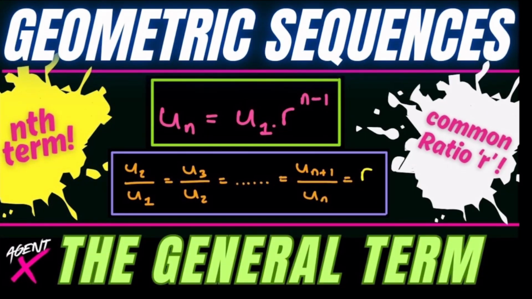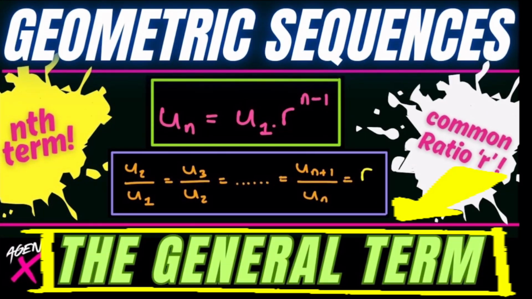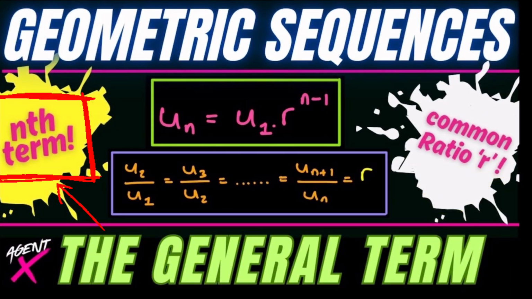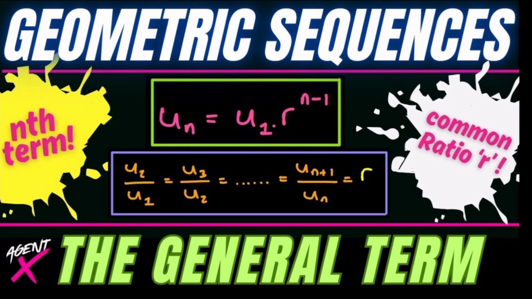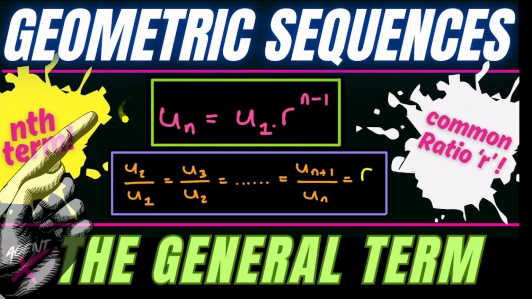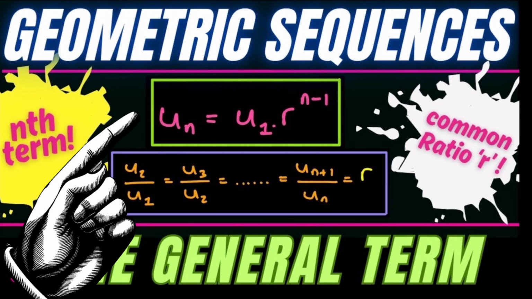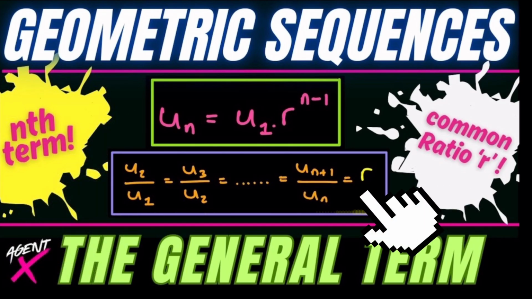Welcome back, and so in this video we're going to look at the general term or the nth term of a geometric sequence. This is also known as a geometric progression. So we're going to look at how we derive the nth term and also what actually defines a geometric sequence compared to an arithmetic sequence.